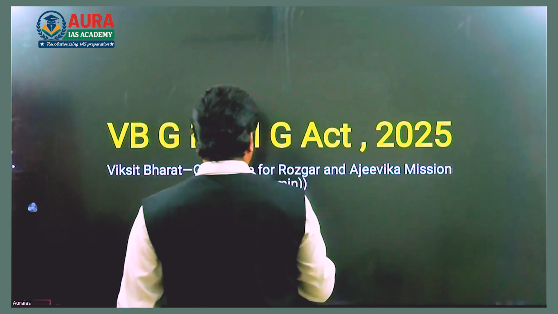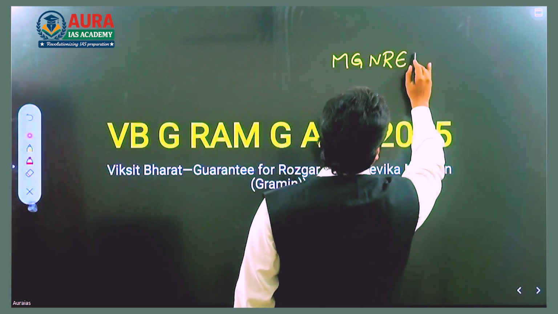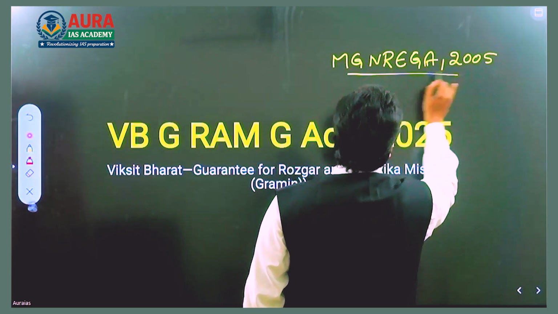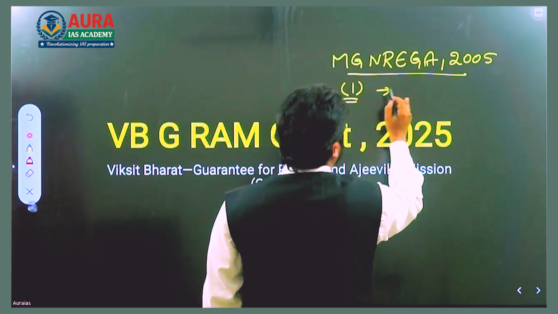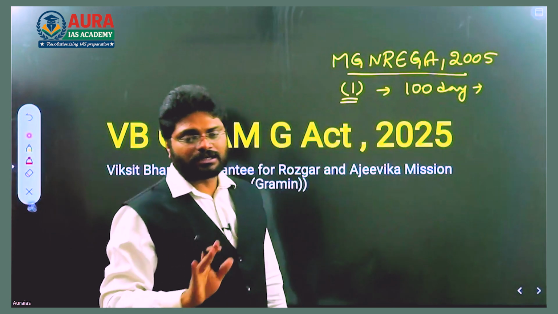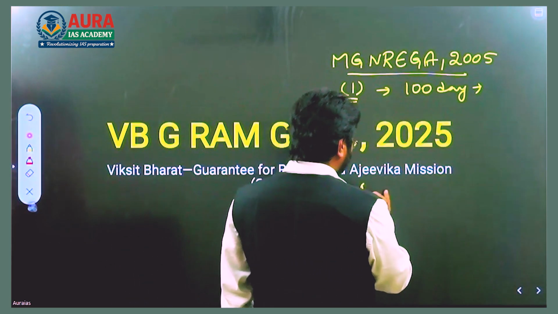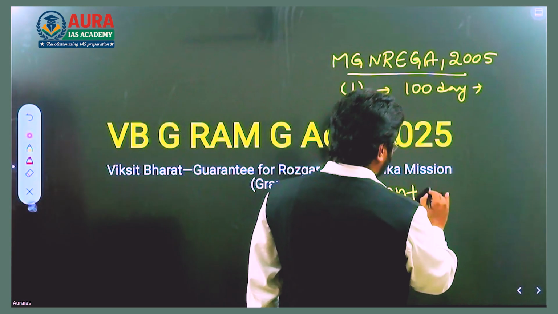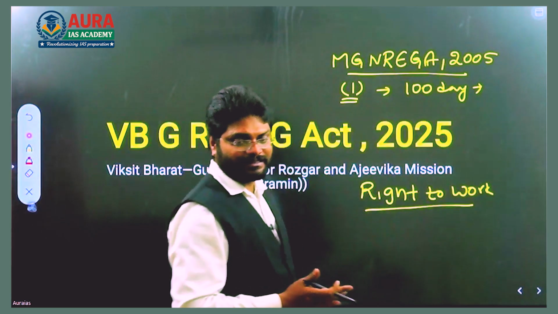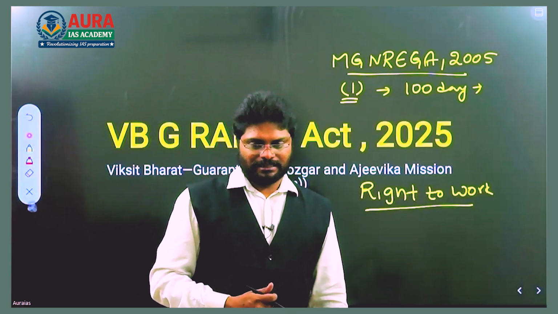MG NREGA, which was passed in 2005. The specialty of this act is that it provides 100 days of work for each household all over India, so that we can say it is a right to work. A right to work for rural households for 100 days per year. So this act was repealed and the VBG Ramji Act was passed.